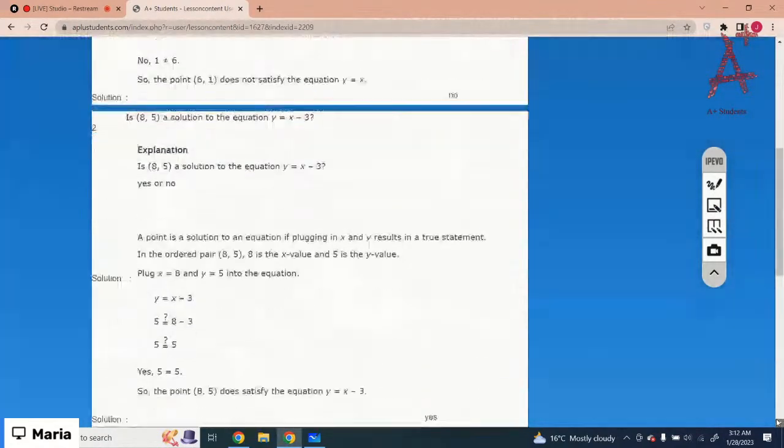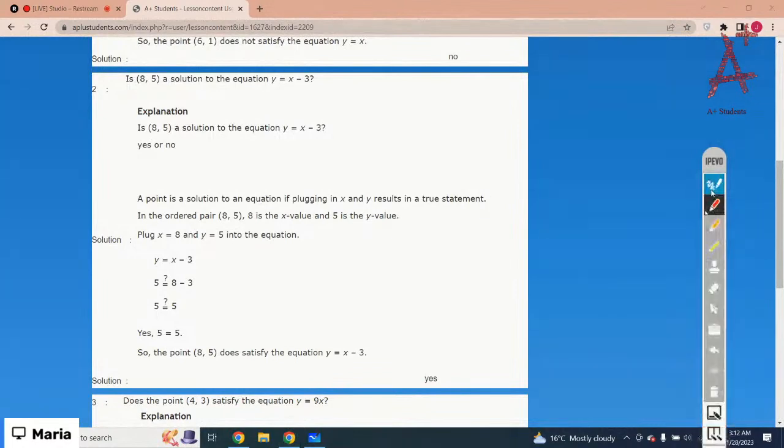Okay, the next one is: is (8, 5) a solution of y equals x minus 3? The ordered pair (8, 5): the first value is always the x value and the second one is the y value. Just put the values in the equation. So y equals 5, x is 8, 8 minus 3. 8 minus 3 equals 5, so both sides of the equation are equal. That means the point (8, 5) is a solution of the equation y equals x minus 3. Got it?